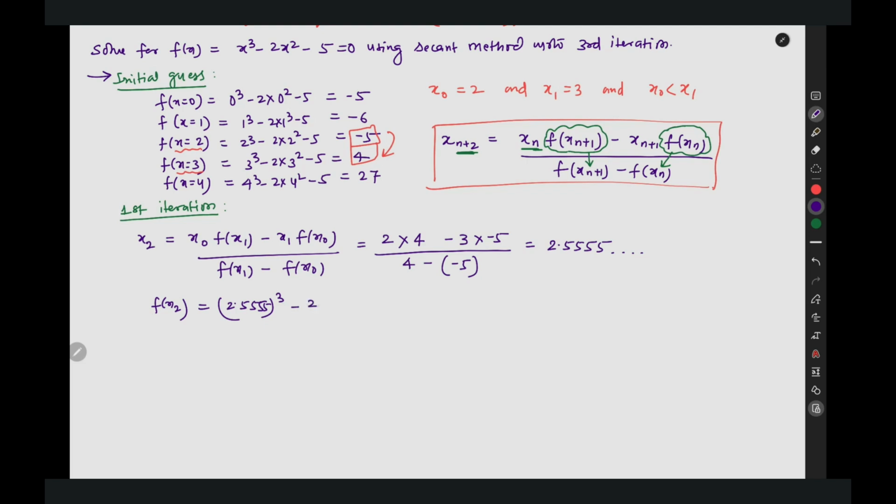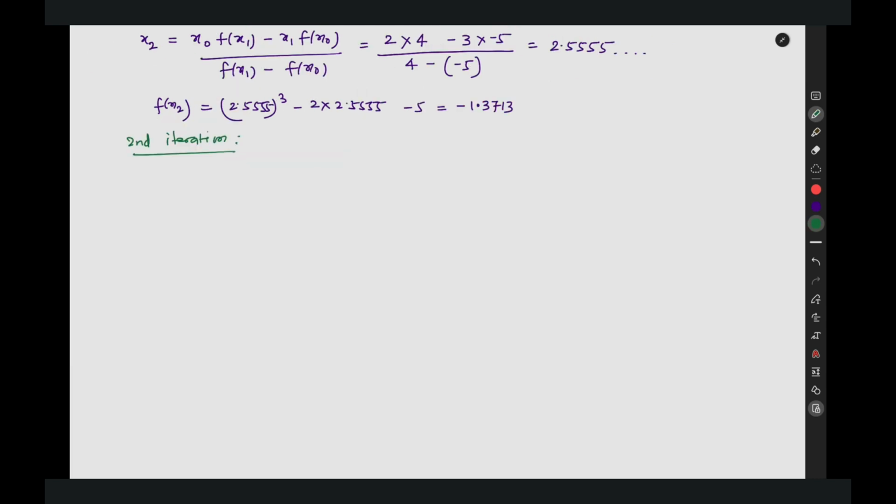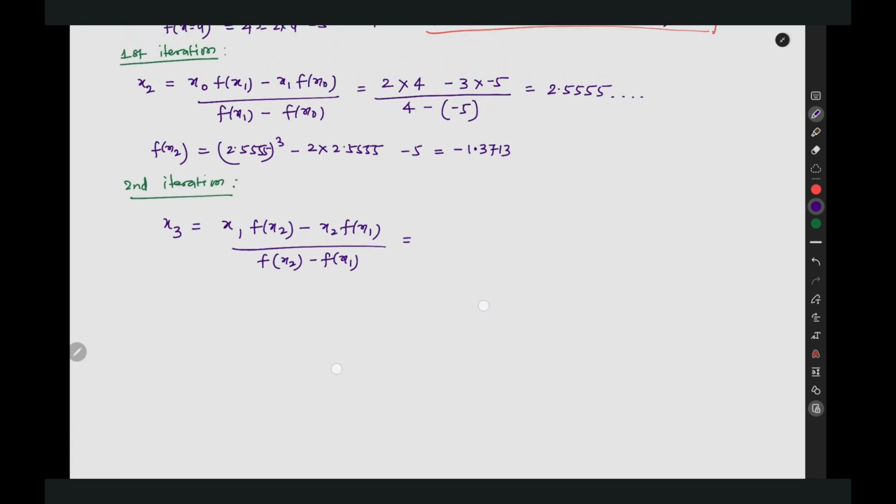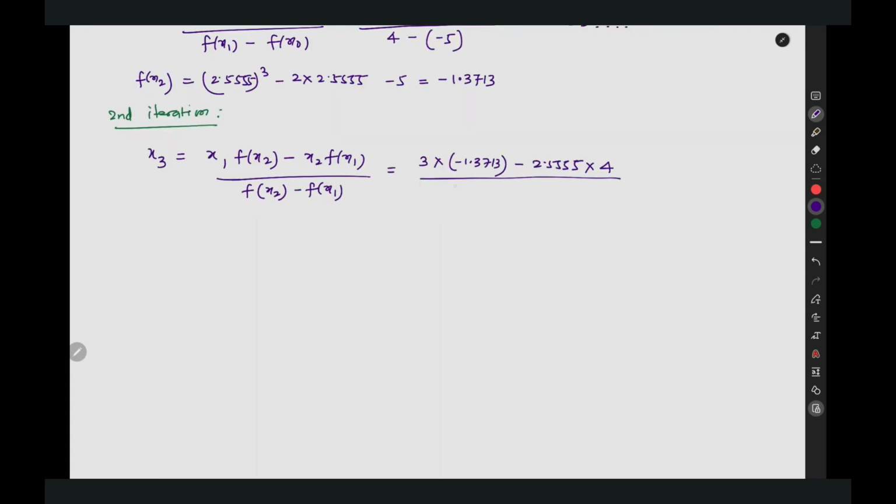Now calculating the value of f x2, that is 2.5555 cubed minus 2 into 2.5555 minus 5, it comes to be minus 1.3713. For the second iteration, now we have to determine the value of x3. So we will write x2 minus f of x2 times the difference of x's over the difference of f values. Now we will substitute the values. x1 is 3 into f x2, which is minus 1.3713, minus x2, which is 2.5555, into f x1, which is 4, divided by minus 1.3713 minus 4. So after calculating, it will be 2.669.